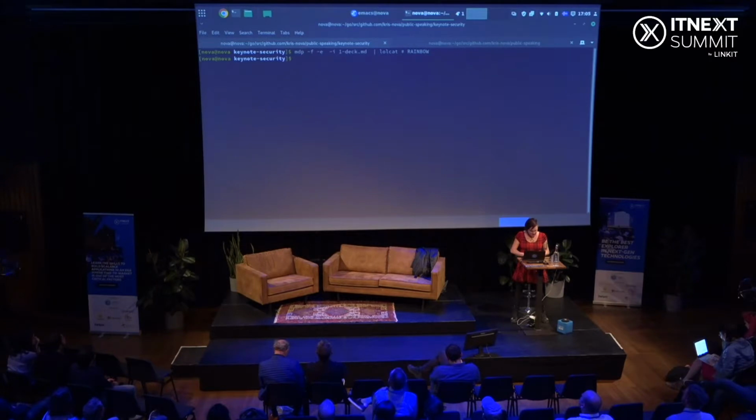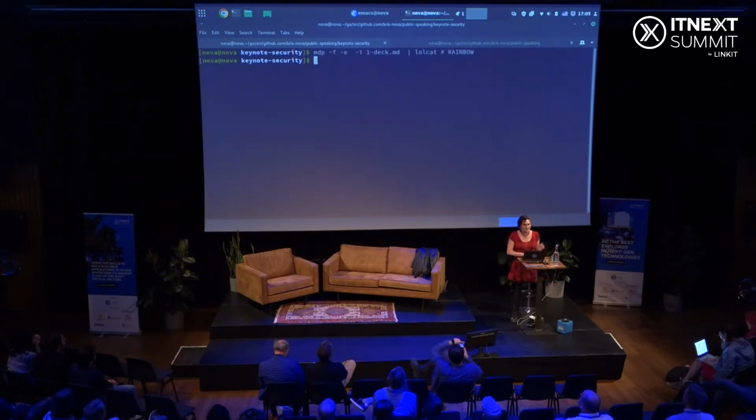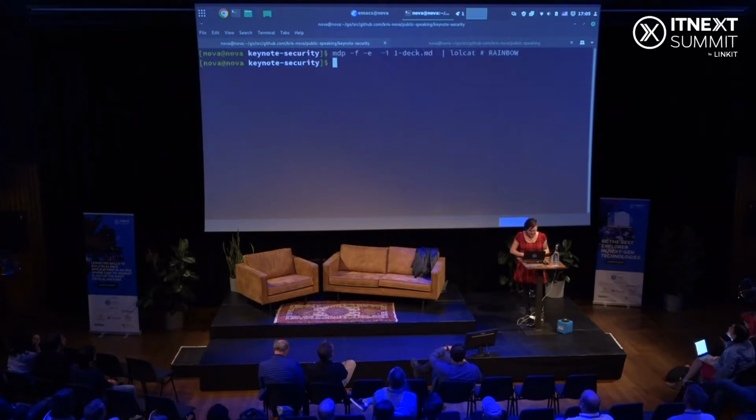OK, so first things first, why is this not zooming in? Oh, Icelandic keyboard. OK, is that better? Can everybody see that? A little bit easier? OK, cool.